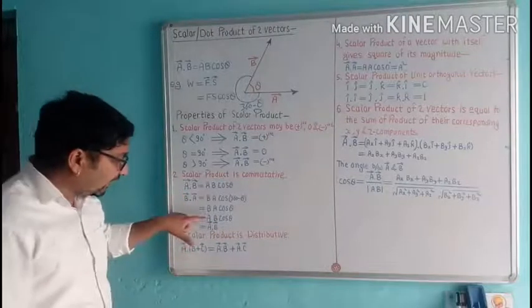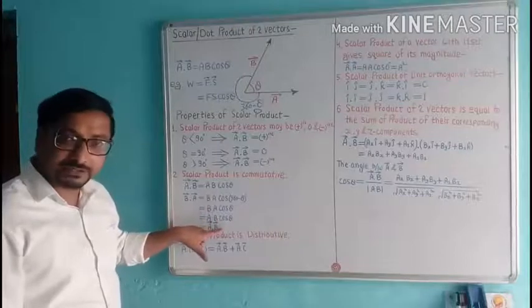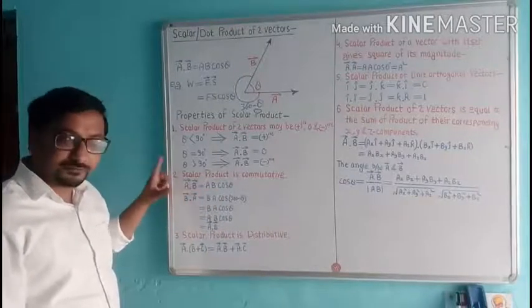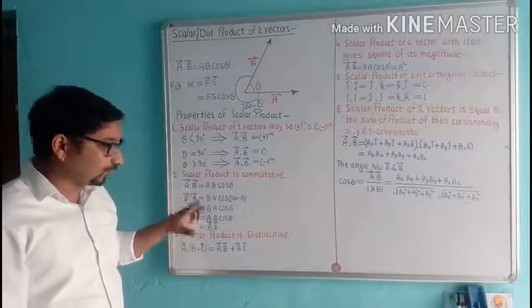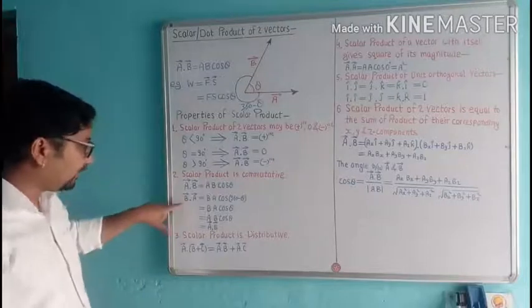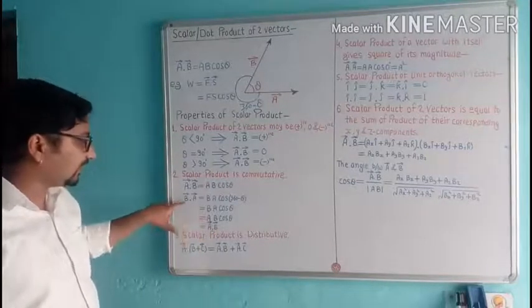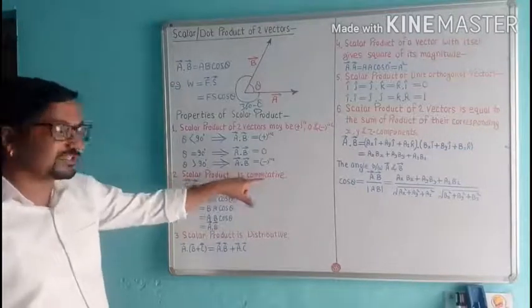Now we can write in place of AB cos theta as A dot B. AB cos theta is equal to vector A dot vector B. So we have B dot A is equal to A dot B. That is, we can interchange the A and B vectors. So scalar product is commutative.